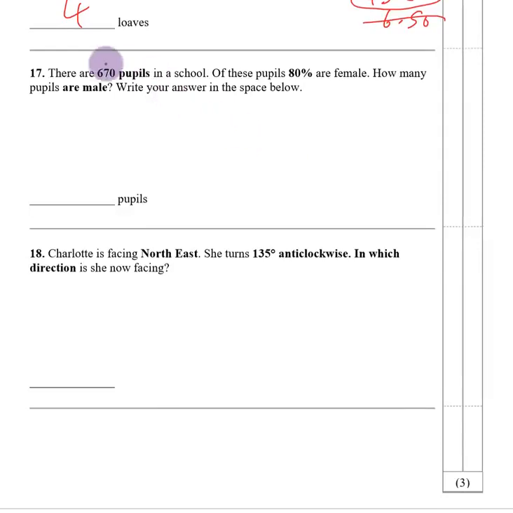Number 17. There are 670 pupils in a school. Of these pupils, 80% are female. How many are male? So we are not trying to find 80% here. You could do 80% and take it away, but there's so much time wasted doing that. We want to work out the opposite percentage because we're looking for the males. So the opposite percentage would be that we are actually looking for 20%, because 20% of the school are males.